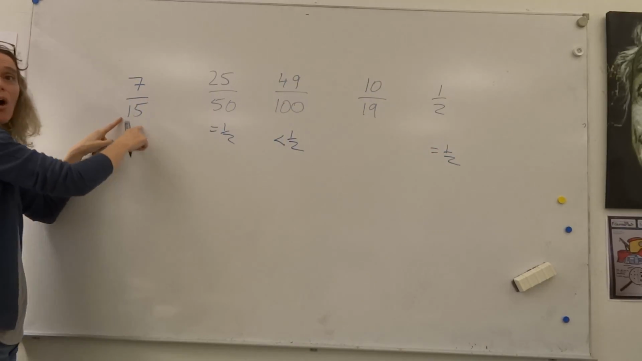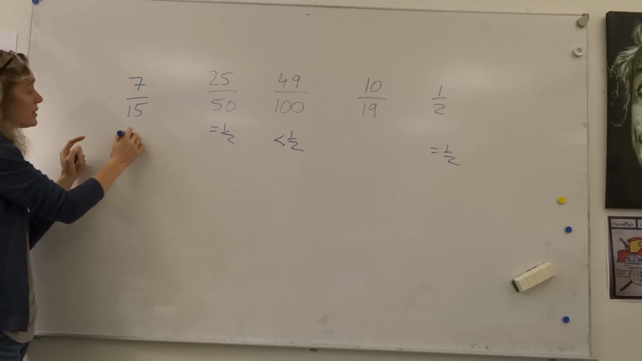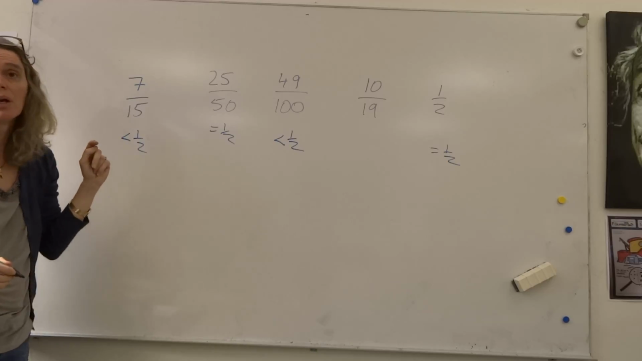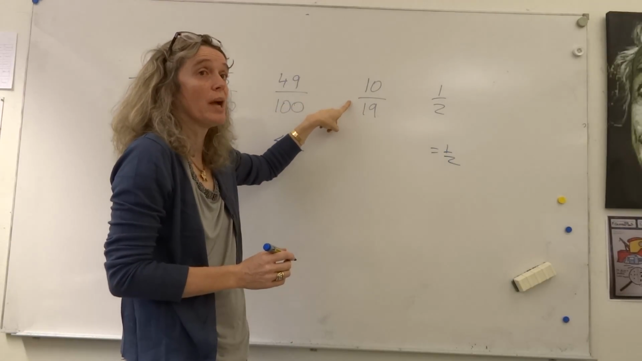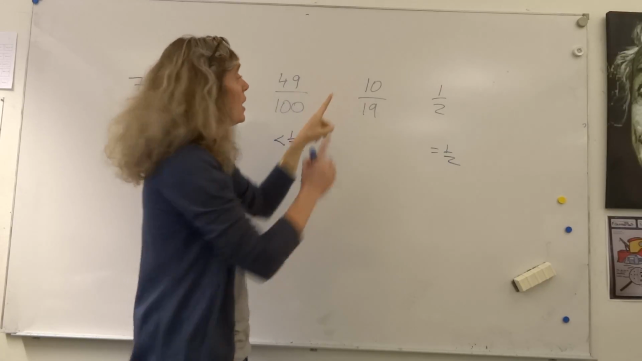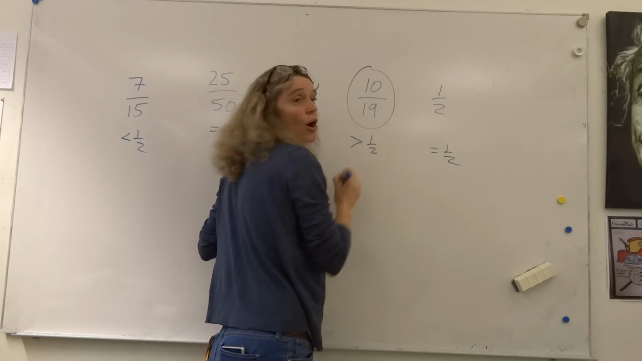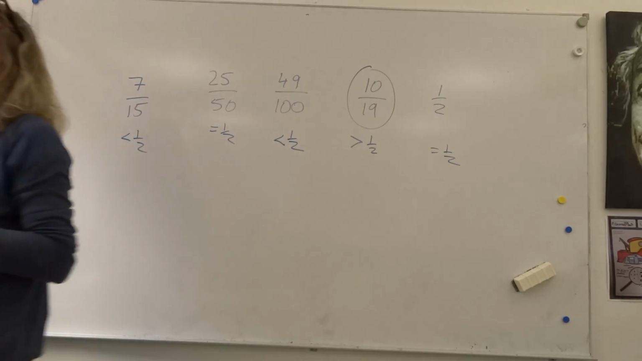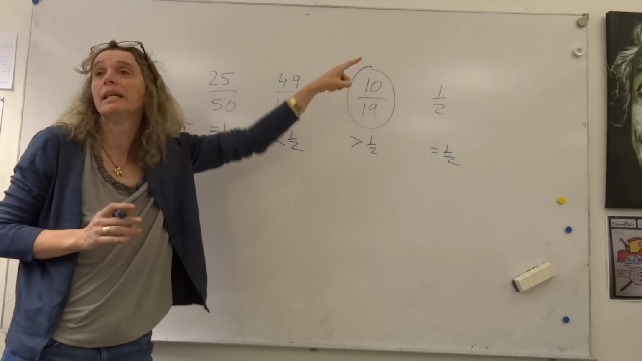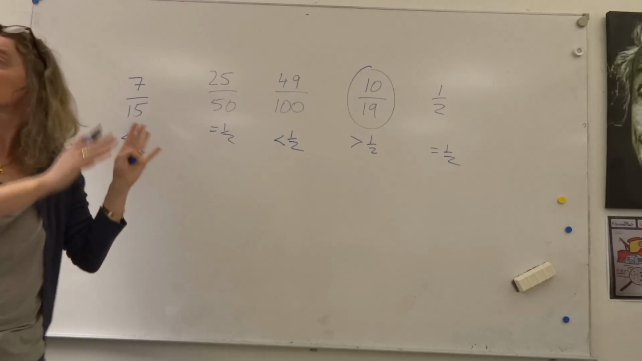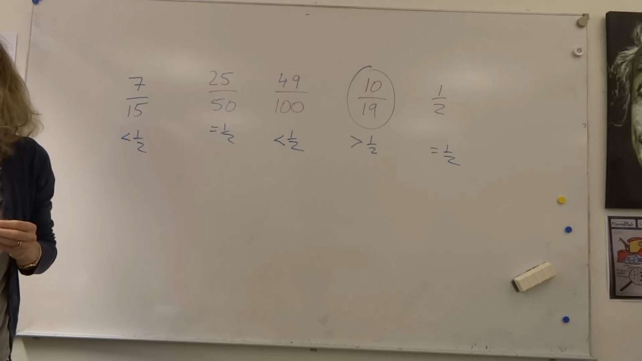And this 7/15, 7.5/15 would be exactly a half. So this is also less than a half. Whereas this one, 9.5/19 would be half. But this is 10/19. So this one here is slightly larger than a half. Therefore, that one must be the bigger fraction. And you don't have to do any calculations. You don't have to divide 19 into 10 to get that answer. It's just by looking and using your powers of reasoning.